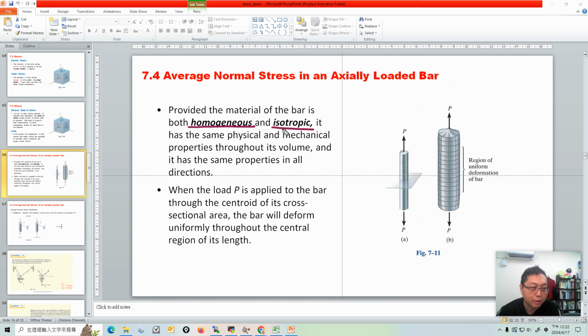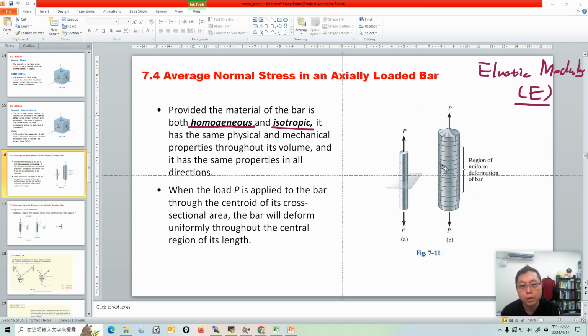That means the physical or mechanical property of the material is the same in every part of this material. For example, for this bar, later we will talk about a very important mechanical property called the elastic modulus. We use E to represent the elastic modulus. When we make this assumption, the elastic modulus is the same everywhere, in every part of this material.